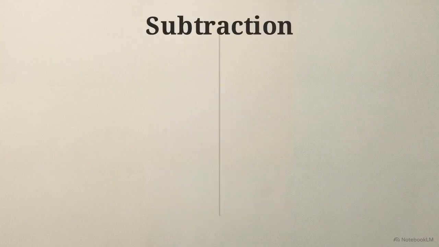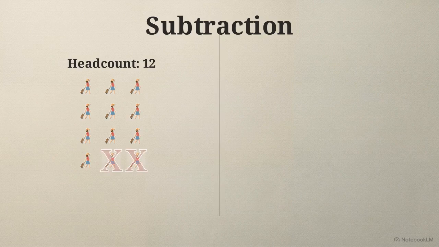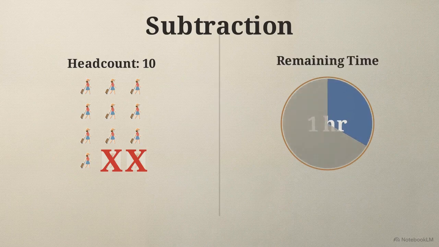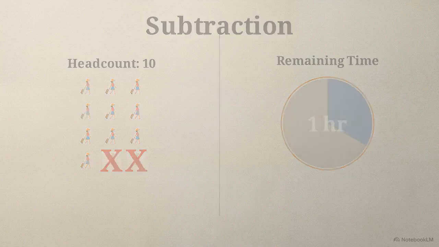Subtraction helps account for changes. If 2 people lose passports, subtract them from 12 to update our head count. It also helps subtract hours flown from a total journey to find remaining time.